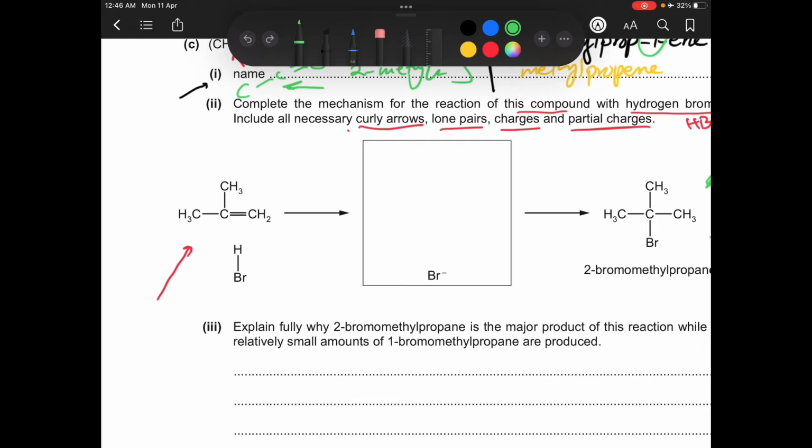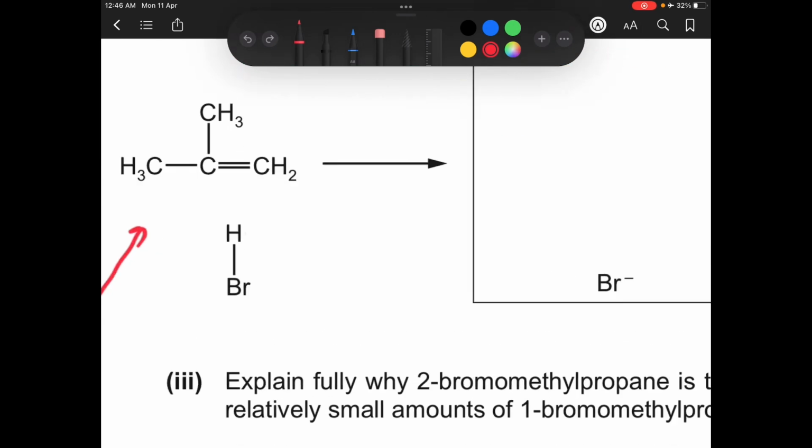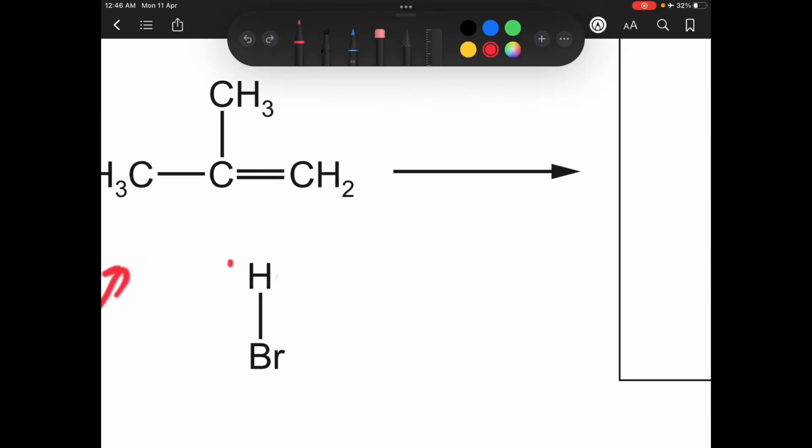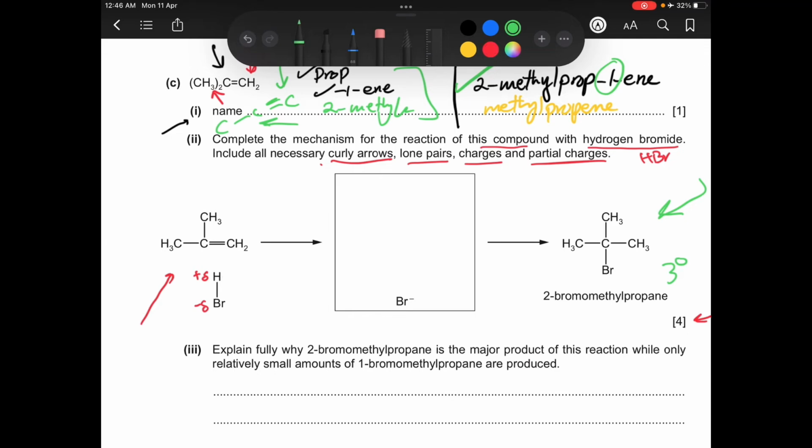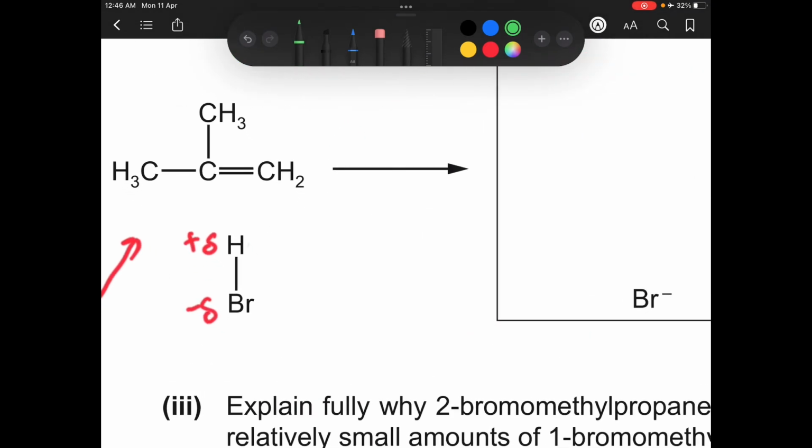Okay. So first of all, I have to assign the partial charges. Here we have partially positive, and here we have partially negative, and it's for sure. And then you have to show me the direction of the arrows. The double bond is an area of high electron density, so it will attack the partially positive hydrogen, and you will notice that it will look like this. So the first step here is attacking the partially positive hydrogen.